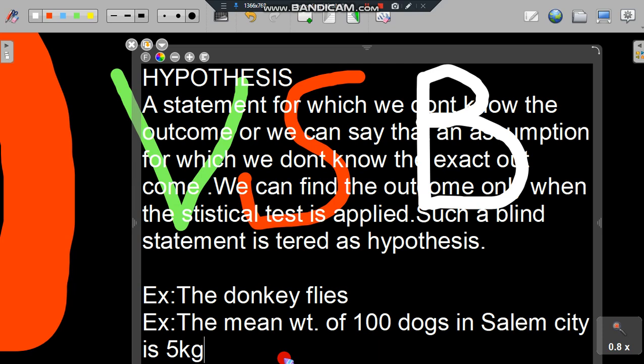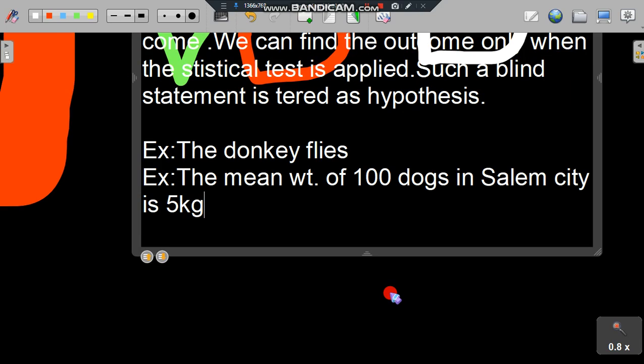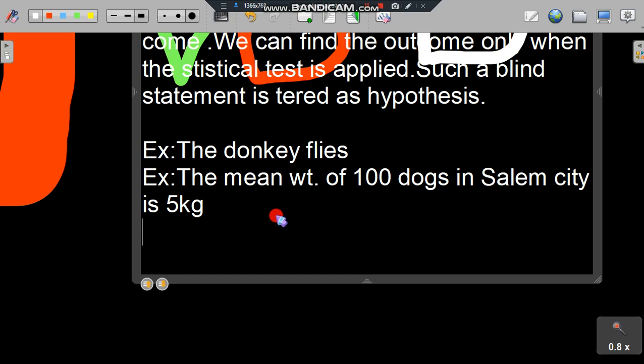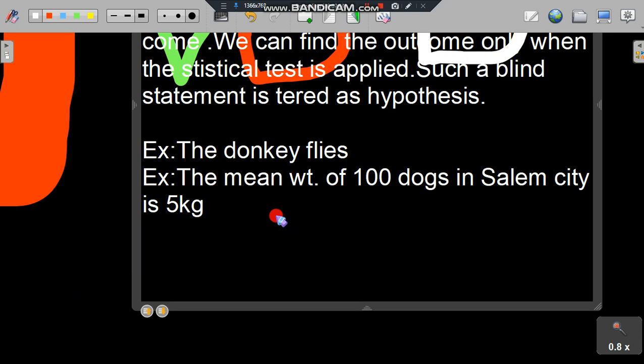Now there are types of hypotheses. One is called the null hypothesis, and another one is called the alternative hypothesis, and that we will discuss in the next class.